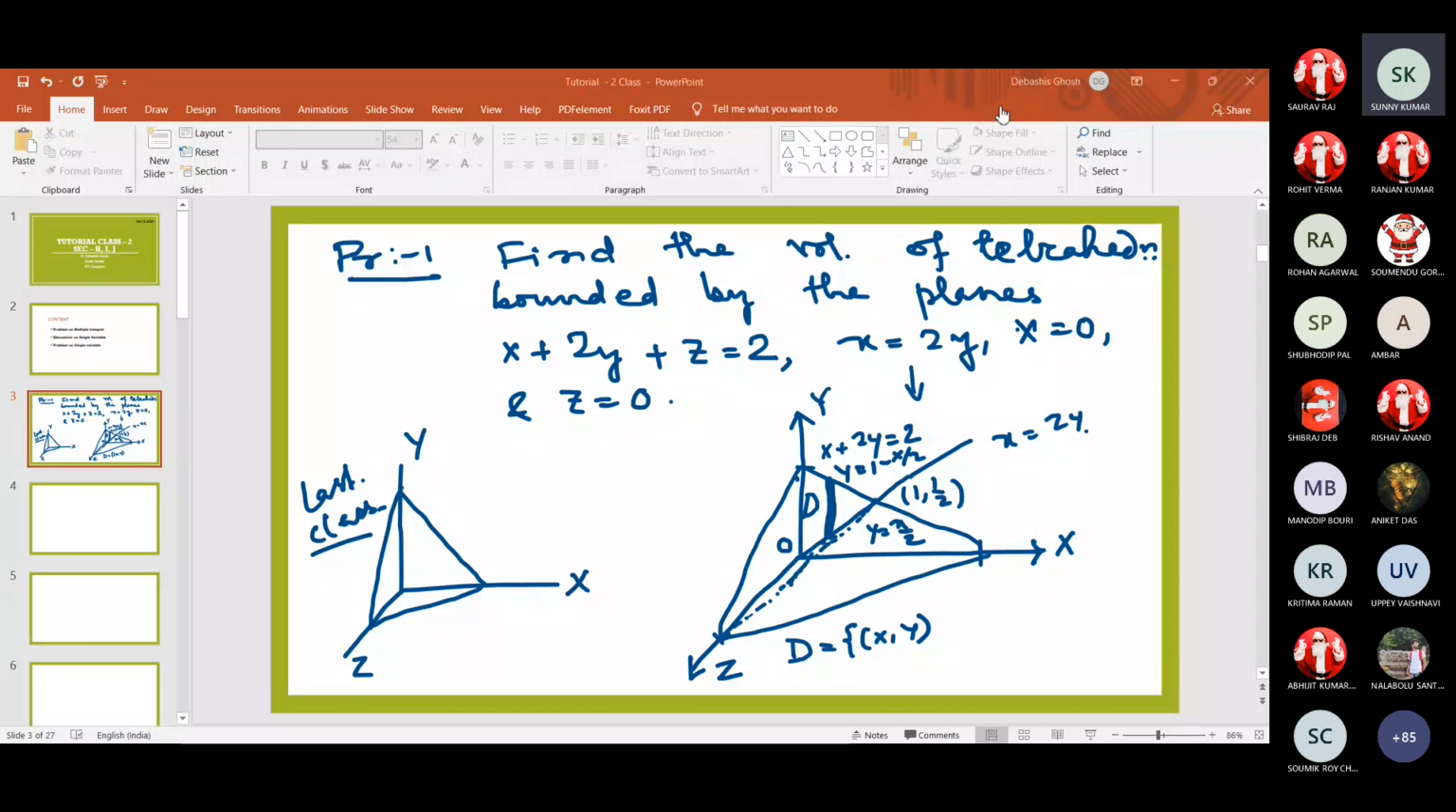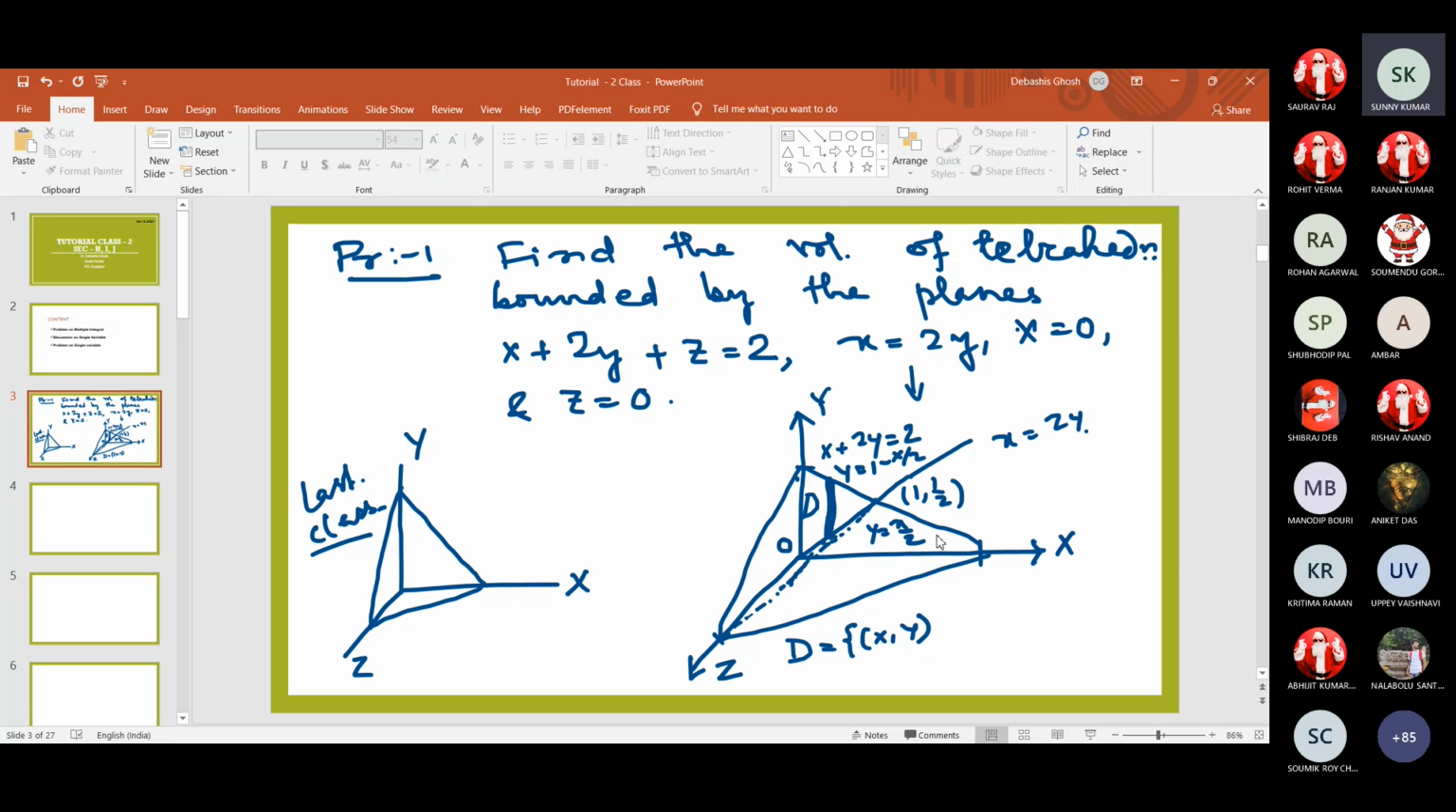Okay, so we have these planes which are bounding the volume. We are going to find out the volume of this portion which is bounded by these planes. As you know, x equals 0 and z equals 0 are denoted by your coordinate planes, yz and xy.